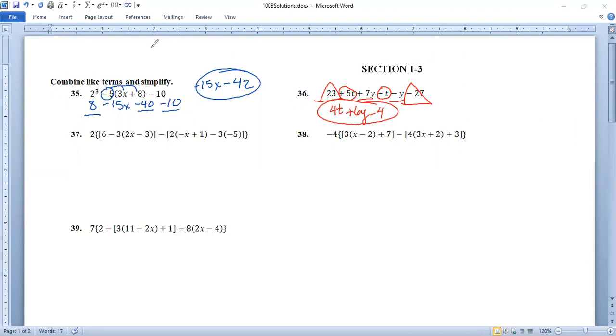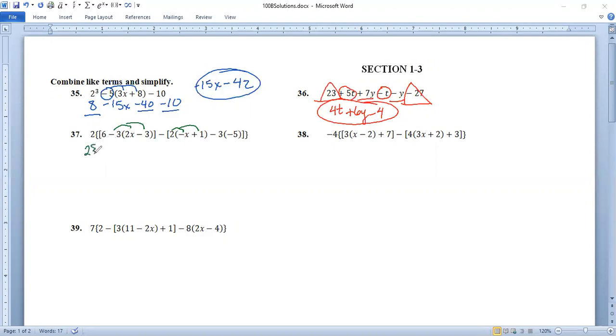Good. Number 37. Oh boy, we've got braces, brackets, and parentheses. So let's work from the inside out. Let's first take care of all the parentheses. So this -3, jump in here. The 2 can jump in there. And of course, these two multiply there. So there's nothing really inside the parentheses except that -5. So let's write all that out.